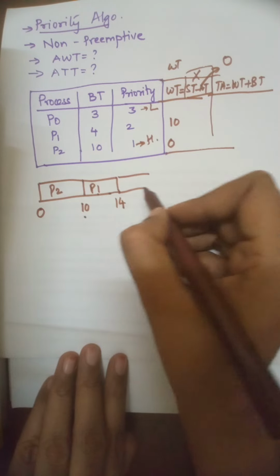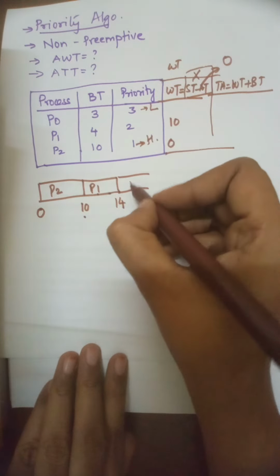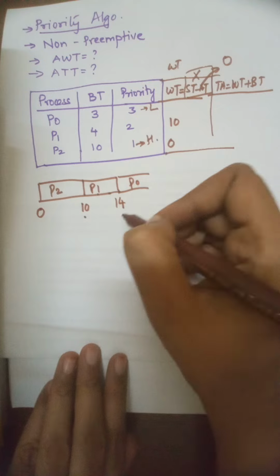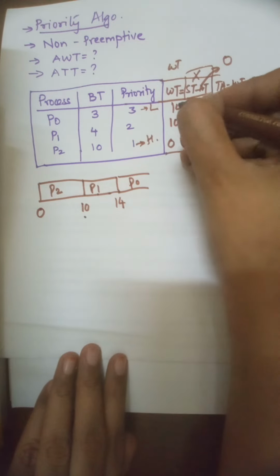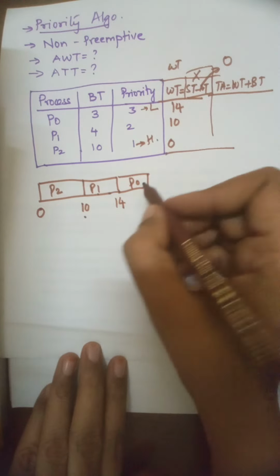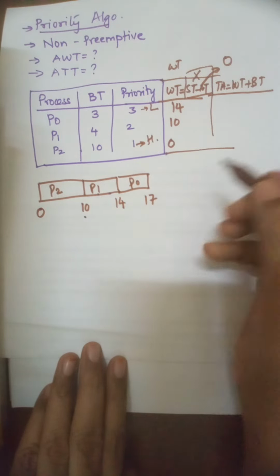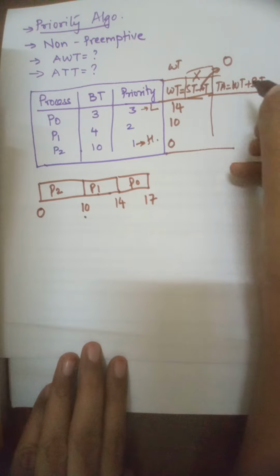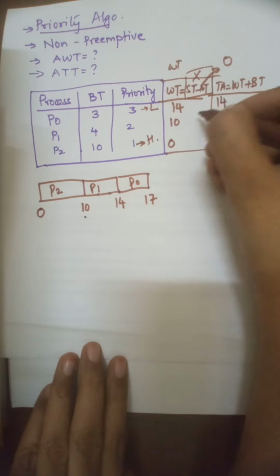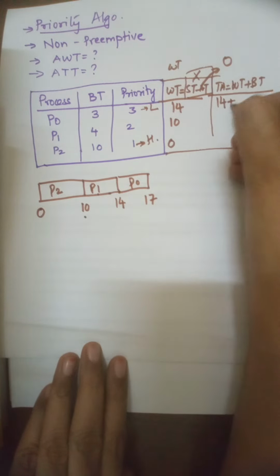Now the next chance will be given to the remaining one, which is P0. Till what time has P0 waited? P0 has waited for 14 milliseconds. At what time is it going to complete? 14 plus the burst time gives 17. So the turnaround time for P0 is the waiting time of 14 plus the burst time of 3, that is 17.